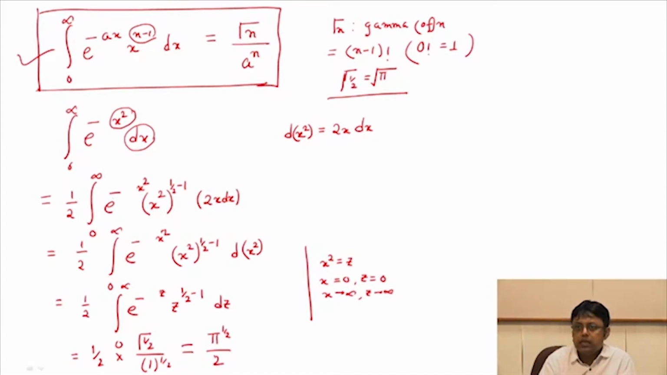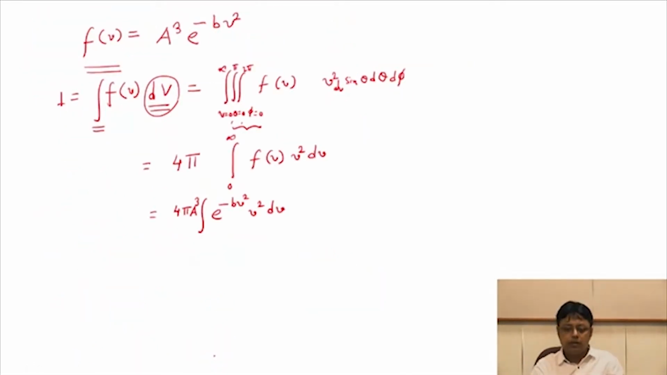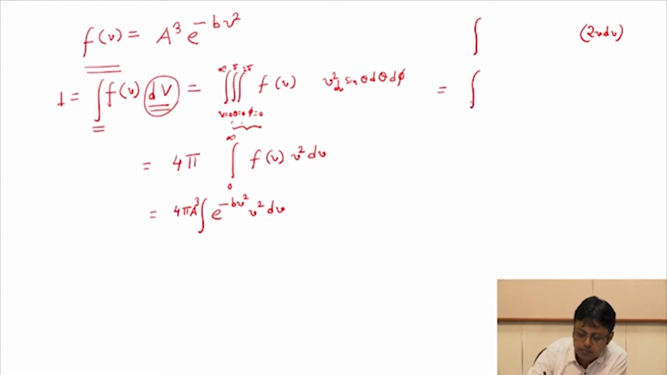Similarly, if you ask what will be the value of x squared e to the power minus x square, that also we have to write in terms of gamma function. We can easily write it. So let us go back now and try to evaluate this integral, e to the power minus b v square, v square dv. Now again, it is basically v square, so I have to write 2v dv, because in the next step I'll just write it as d of v square.